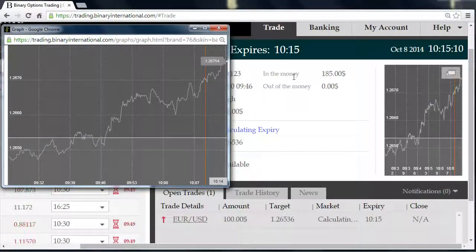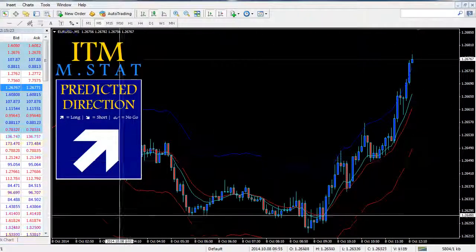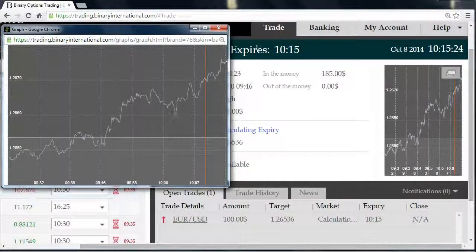Price has to be contained within the outer envelopes and has to be just bouncing off of the crossover EMAs. And if that ties in with the direction being projected by ITM MStat, we are in for a legitimate high probability trade. This is exactly what we did in this case. This was a beautiful move, lots of movement here, quite a few pips into that move, which has now expired in the money, and the platform is currently calculating expiry.